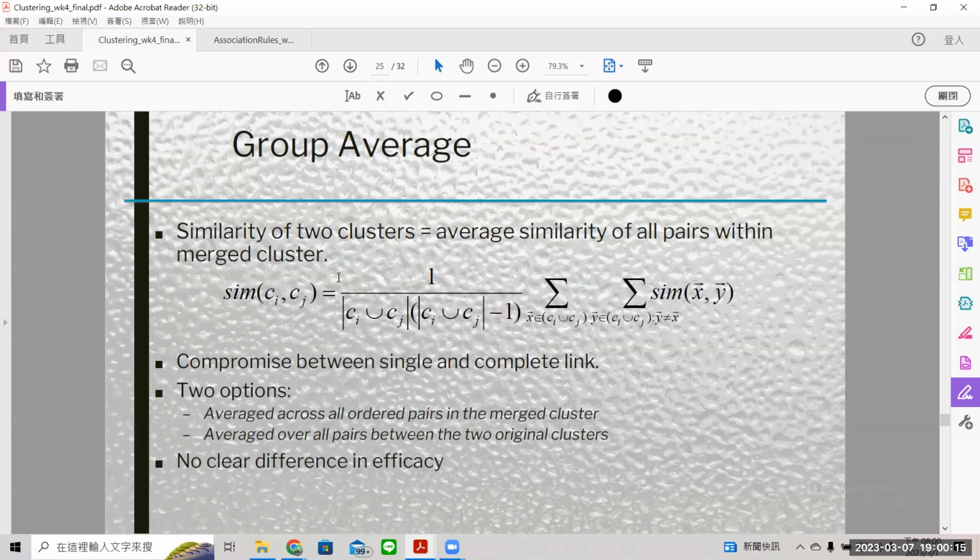And of course, you can use the group average. Similarity could also be defined between two clusters by averaging the similarity of all pairs within the merged cluster. The formula is presented like this. This is the norm. The norm means the number of elements within this set.